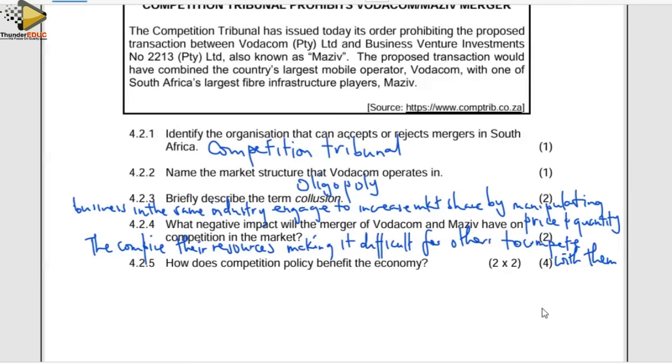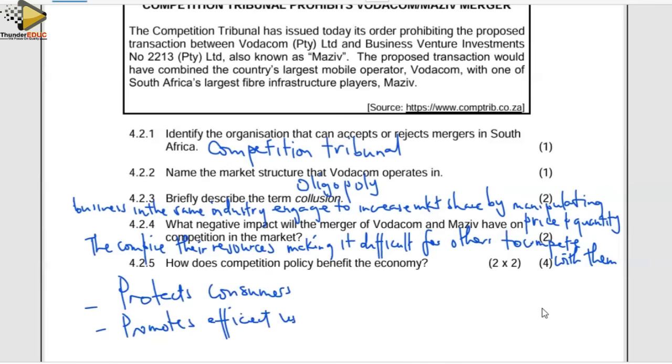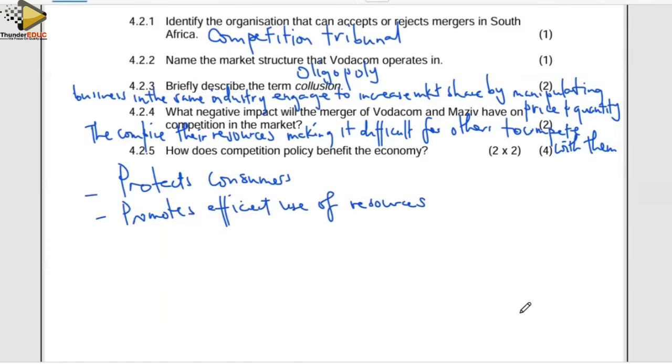Right. How does competition policy benefit the economy? Competition policy is there to protect consumers. Consumers are protected from unfair business practices and also from price fixing. And also it promotes efficient use of resources. Resources are used efficiently instead of wasteful use of resources. If you are having competition, the resources are going to be used effectively.